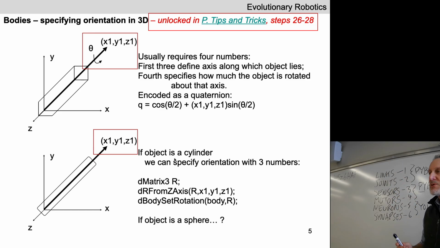If instead the object that I'm specifying in three-dimensional space is a cylinder, it's symmetric around its long axis. So I don't need that 4th number theta. I can just define the vector that that cylinder is going to lie along. And again, going back to a sphere, I don't need to give it any of these 4 numbers. I just need to tell it where it sits in 3-dimensional space. Sound good?